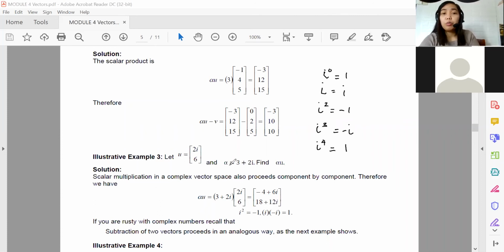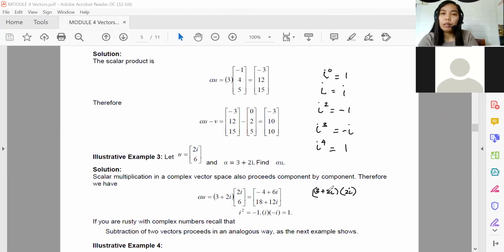So given this, we're going to get the product. Scalar multiplication in a complex vector space also proceeds component by component. So you're going to multiply your given scalar value by each component or by each element. Therefore, we have the given scalar is 3 plus 2i, multiplied to each component. So 3 plus 2i times 2i.